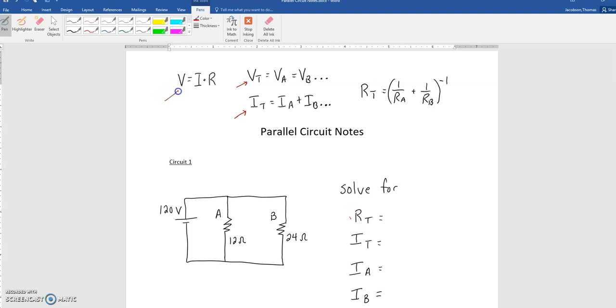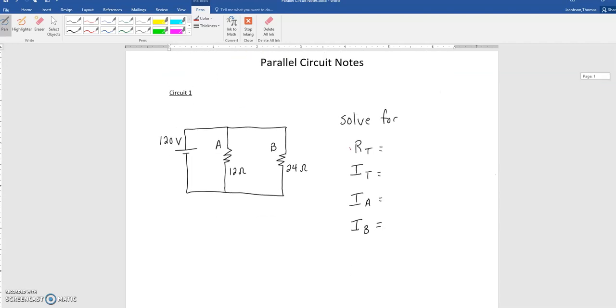We also have Ohm's law to use at any time, and we also have a parallel resistance formula that will be given. I know I never really derived that for you, but that's an equation that you'll be given to solve for total resistance of a parallel circuit. All right, let's go ahead and start solving some problems.